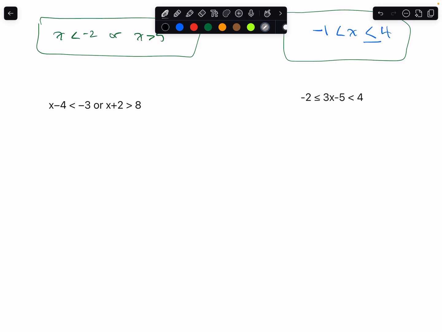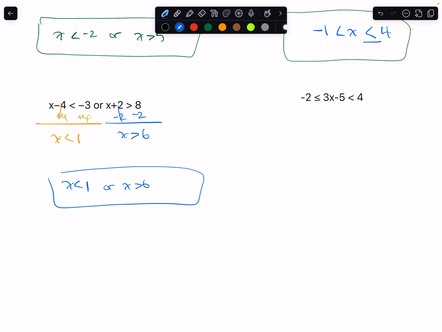x minus 4 is less than -3, plus 4 on both sides. Let me do a better color. x, so the first part should be 1. The next part, x is greater than 6. So here our value is x is less than 1 or x is greater than 6.